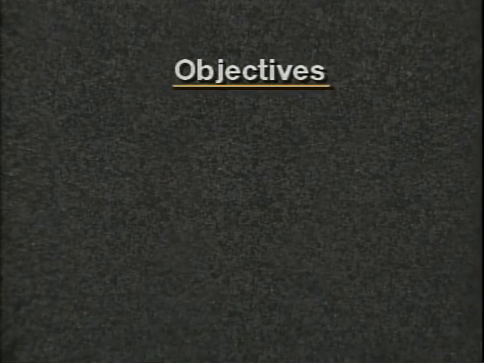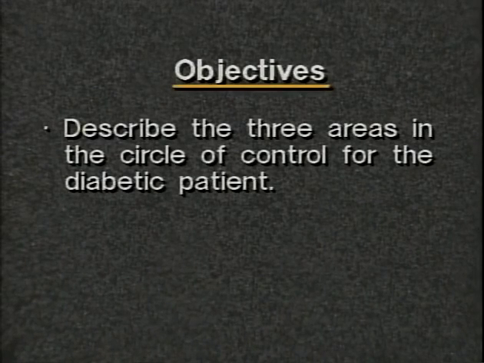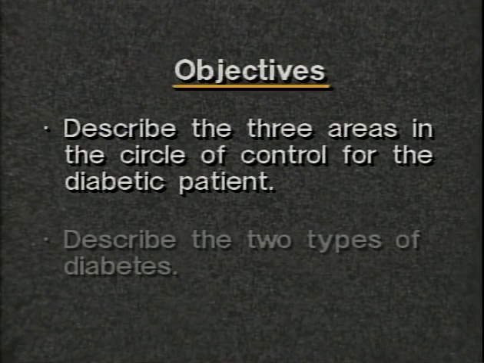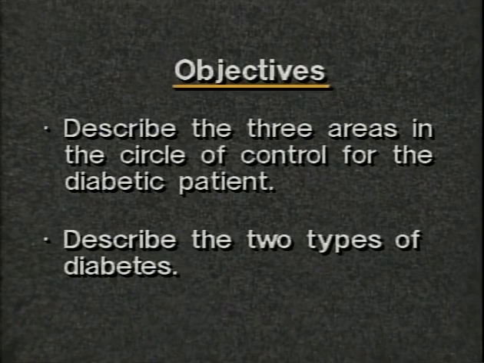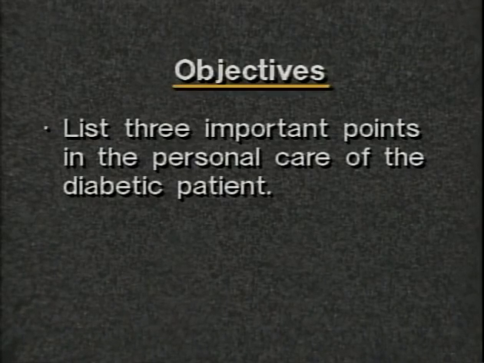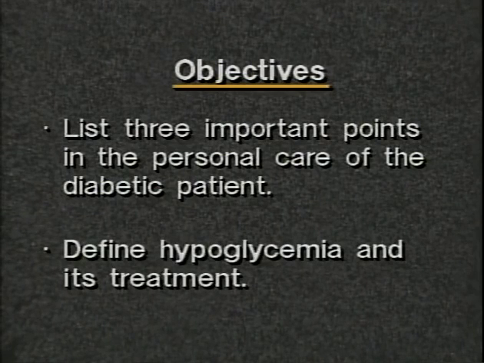This program is about care of the diabetic patient. After viewing this videotape, you will be able to describe the 3 areas in the circle of control for the diabetic patient, describe the 2 types of diabetes, list 3 important points in the personal care of the diabetic patient, and define hypoglycemia and its treatment.